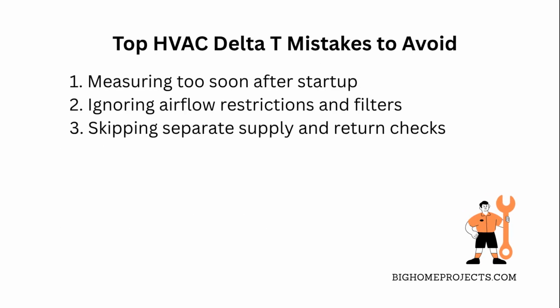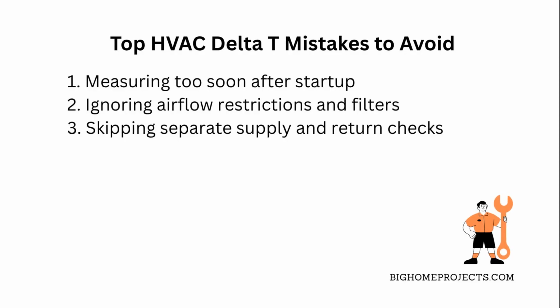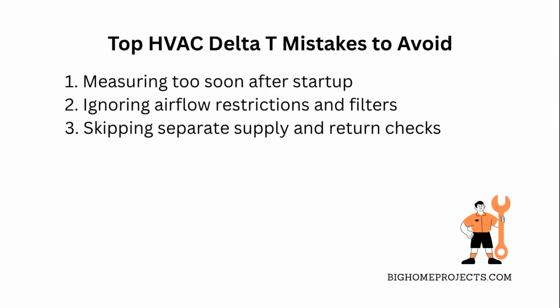One of the biggest mistakes people make when using HVAC Delta T in heating mode is not waiting long enough for the system to stabilize before measuring. Jumping in too soon gives you inaccurate readings. Another common issue is ignoring airflow restrictions like clogged filters or blocked vents, which mess with your Delta T and make your heater work harder.